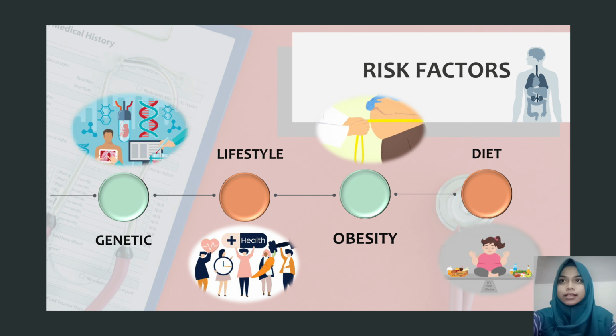Okay, next, this is the risk factor of diabetes mellitus. The first is the genetic. 40% of risk: relatives of type 2 diabetes mellitus patients may develop diabetes. Second is the lifestyle or the habit. Lifestyle factors such as sedentary lifestyle, physical inactivity, smoking, and alcohol consumption can also lead to development of type 2 diabetes mellitus.